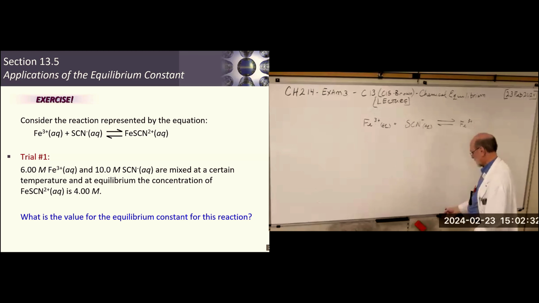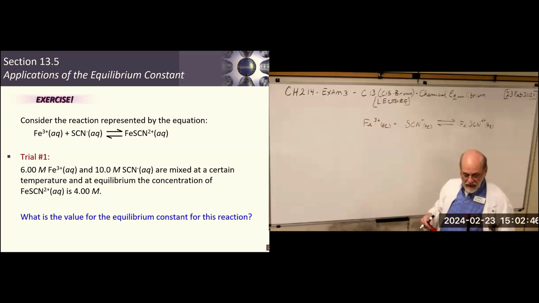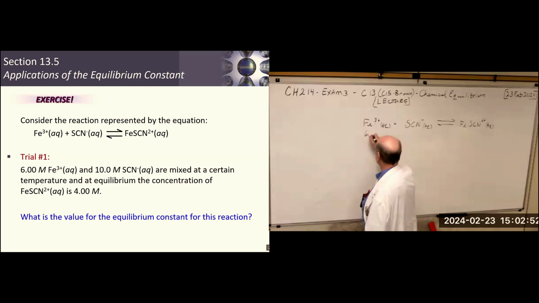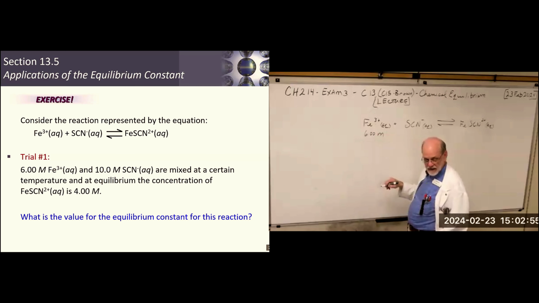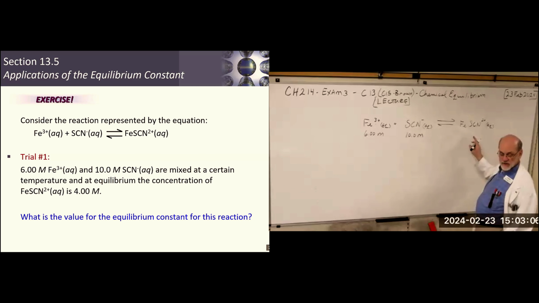FeSCN. And a minus and a 3+ is a 2+. Okay, that's our equilibrium situation. If we start off, we set it up with 6 molar in this one, 6 molar, and 10 molar in the thiocyanate. And in equilibrium, the concentration of this one is 4 molar. Now, why did I write it down there?